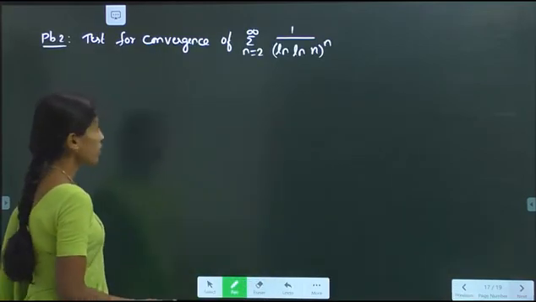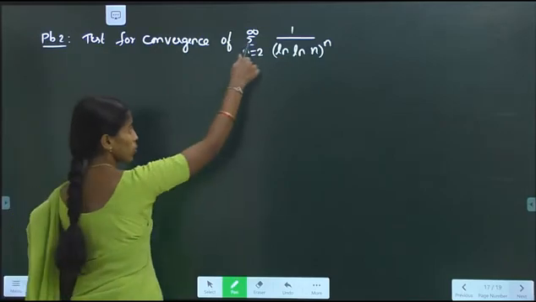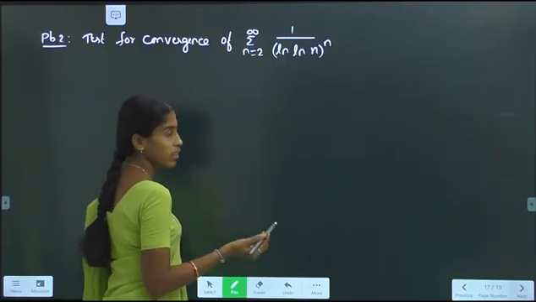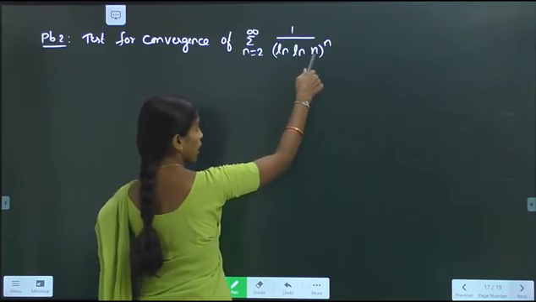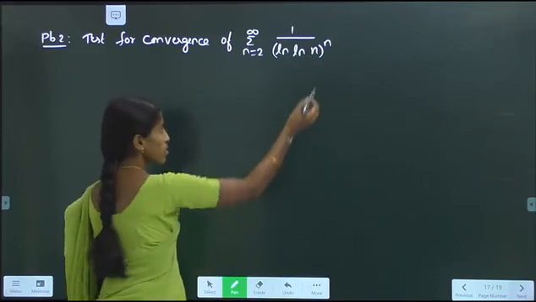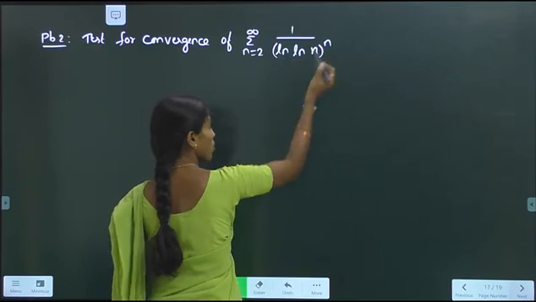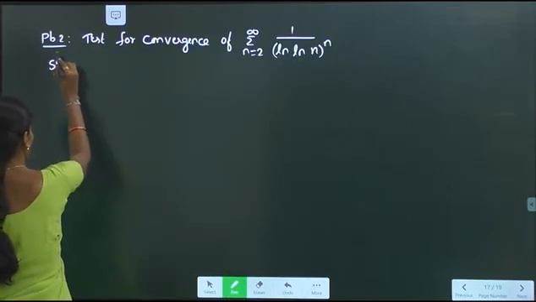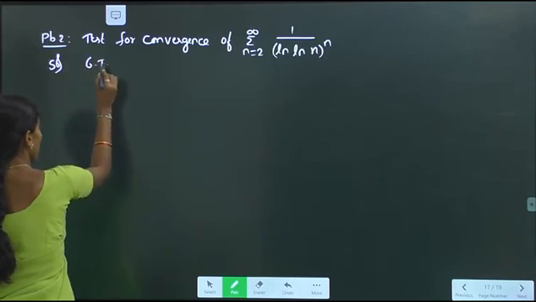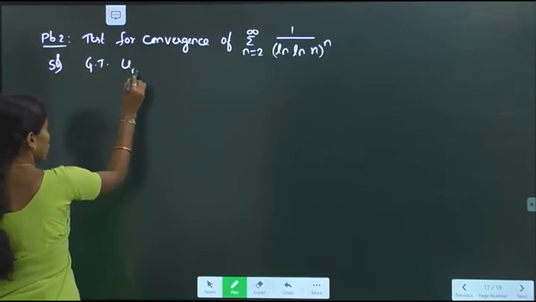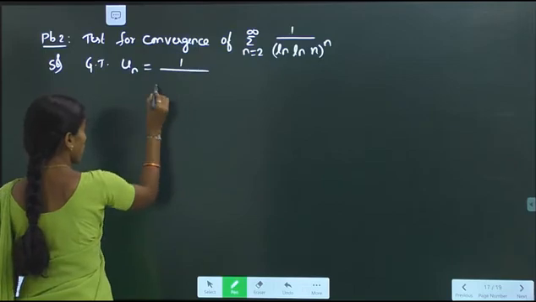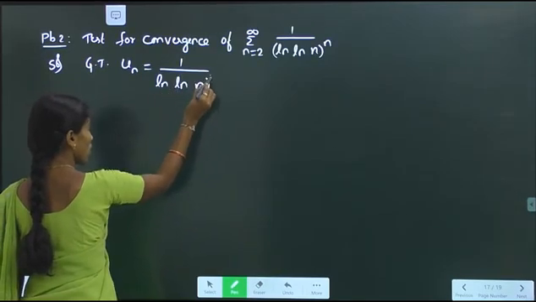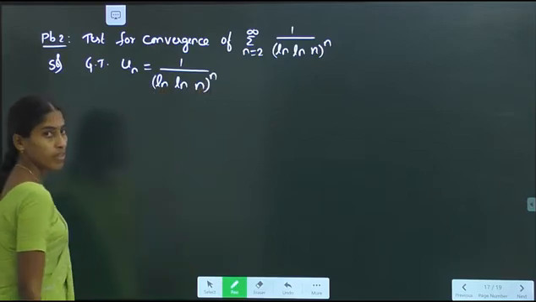Next one, test for convergence of sigma n equal to 2 to infinity 1 by ln, means log base e, log of log n whole power n. Because this un consisting of whole to the power n is there, we apply the Cauchy's nth root test. So what is un here? Un is 1 by ln of n whole to the power n, right?